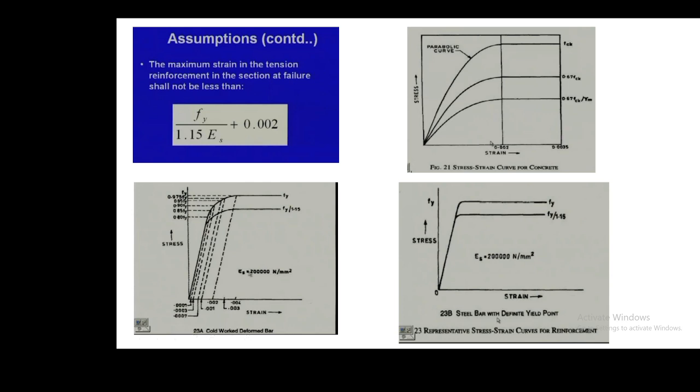Before that, we'll revise some concepts about the working stress method and also the limit state method. In the limit state method, the major difference is that the maximum strain in the tension reinforcement in the section at failure shall not be less than this value, as you can see here: Fy by 1.15 Es plus 0.002.